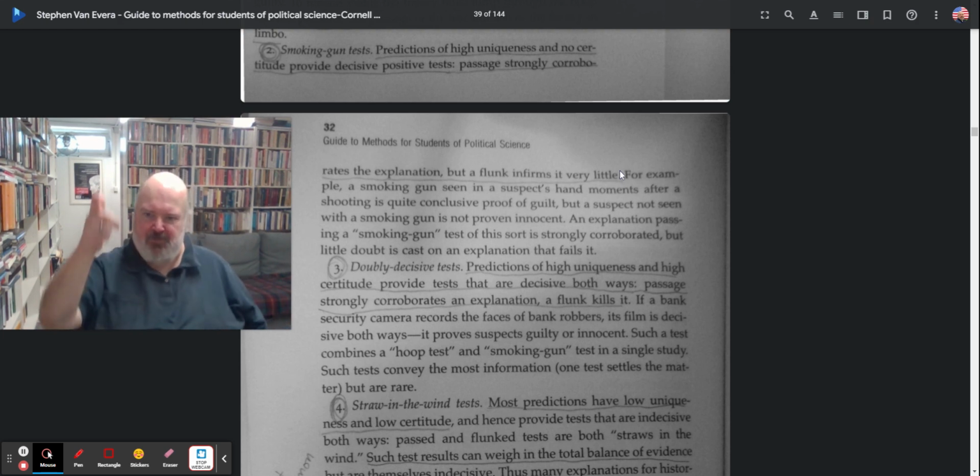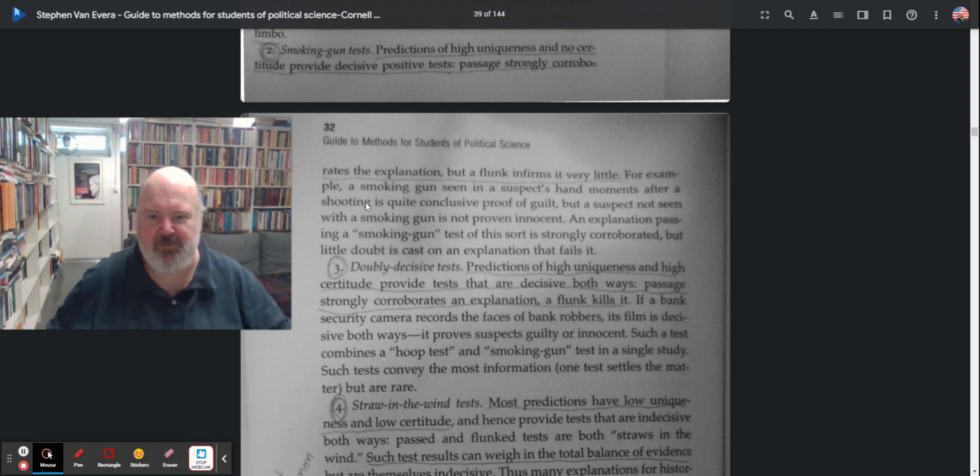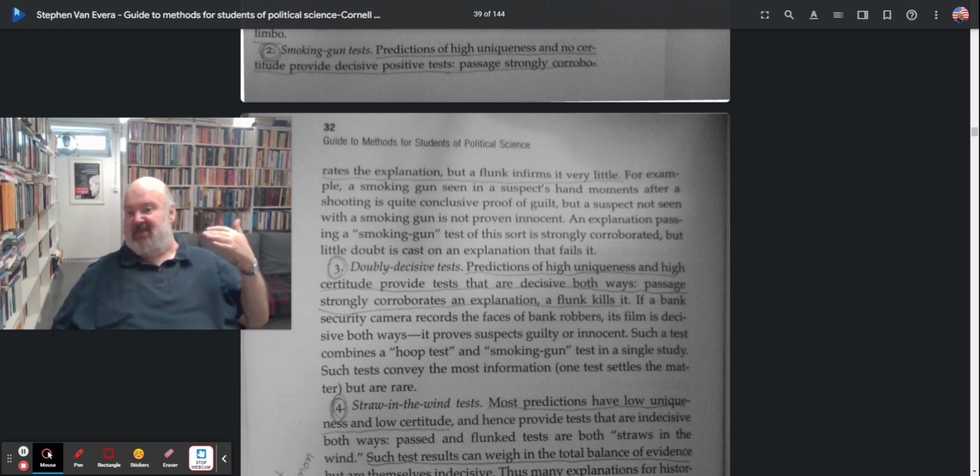So what does it say? If it passes, you're guilty, right? You're it. It's true, valid. But if you fail, it doesn't prove anything, right? For example, a smoking gun seen in the suspect's hand moments after the shooting is quite convincing proof of guilt. But a suspect not seen with a smoking gun is not proven innocent. A lot of forensic evidence is like this, right? Forensic evidence, video evidence, witness testimony is a kind of smoking gun. I saw you there. I saw you do it. Or this evidence shows that you were there at the time of the crime, right?